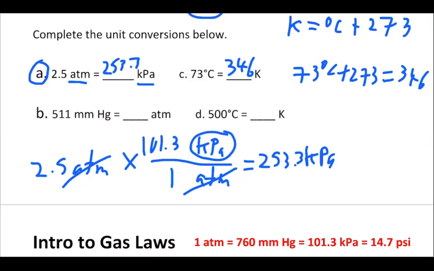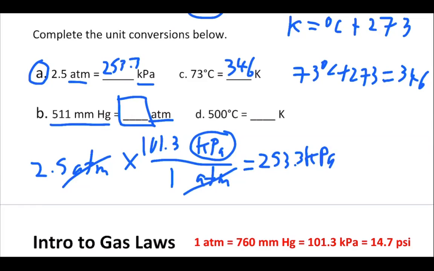All right. Can you tell me what they got for B? What is 511 millimeters of mercury equal to? Anybody do it? 0.672 atmospheres. Very good. Sounds right.